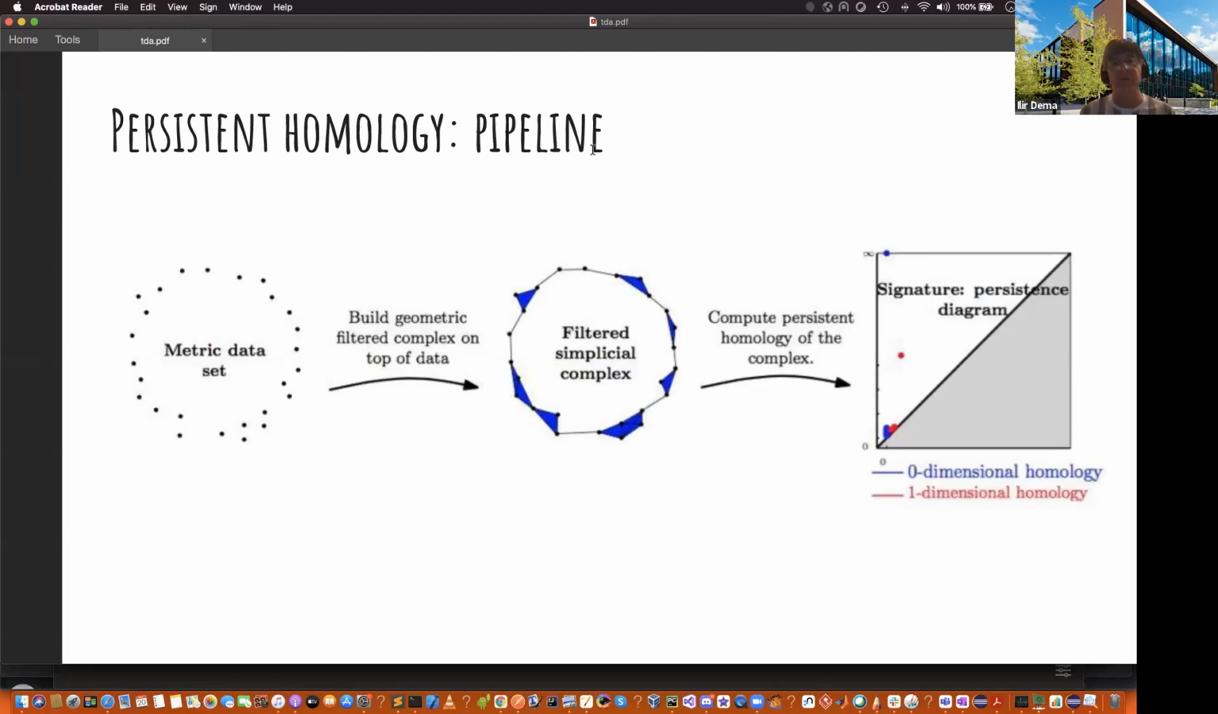Now let's summarize what we did so far. We started from a data set, from a cloud of points. We built a geometric filtered complex on top of this data set. How did we do this? We grew balls around the points, and we connected points if the balls eventually intersect. If 3 balls intersect, we make a triangle. If 4 balls intersect, we make a tetrahedron. If 5 balls intersect, we make a 4D tetrahedron, and so on.